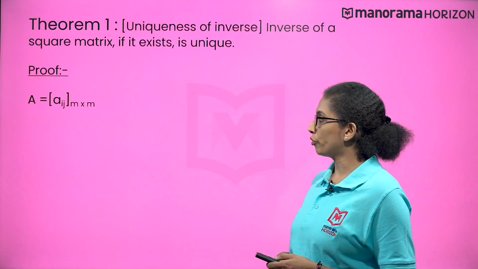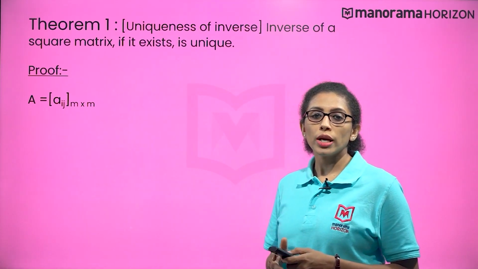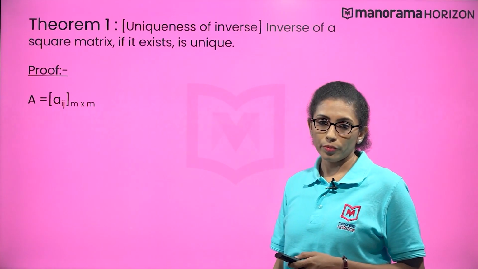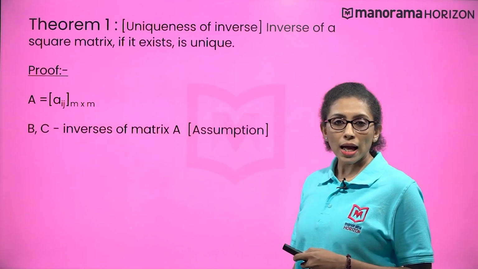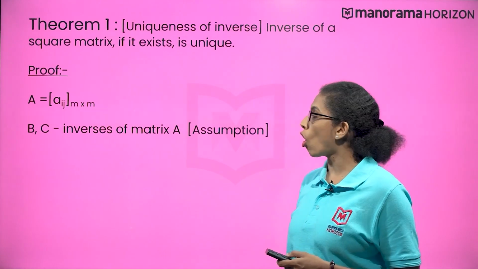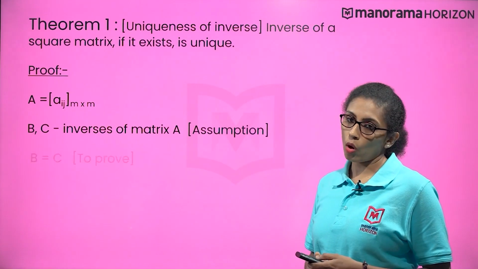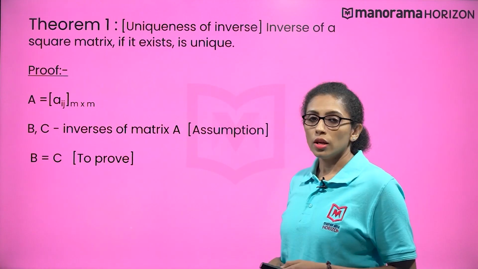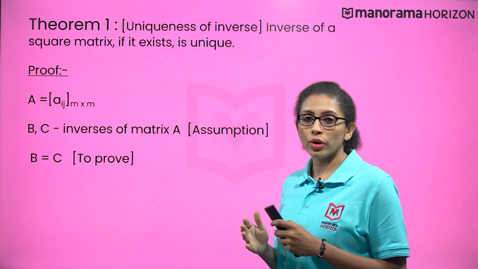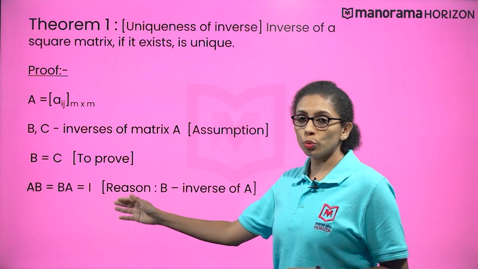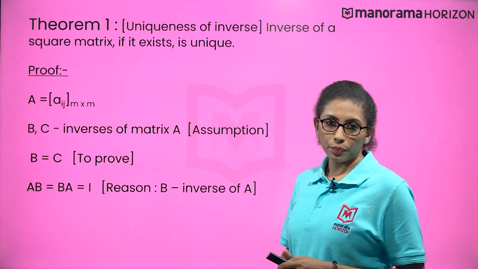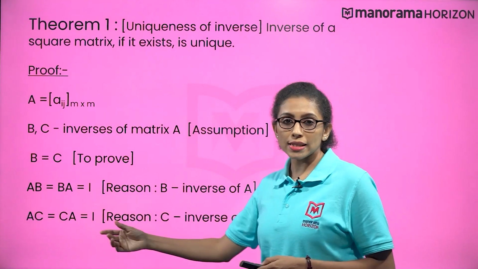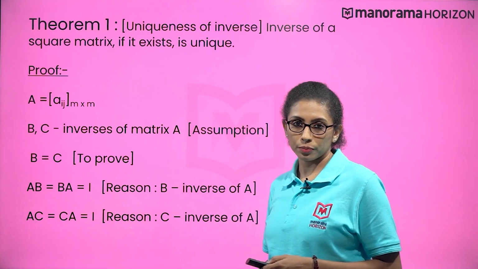Let's see the proof. Let A equal to [Aij] be a square matrix of the order m by m. If possible, let B and C be two inverses of matrix A. Now we have to prove that B is equal to C. Since B is the inverse of A, we can write AB is equal to BA is equal to I. Since C is also the inverse of A, we can write AC is equal to CA is equal to I.